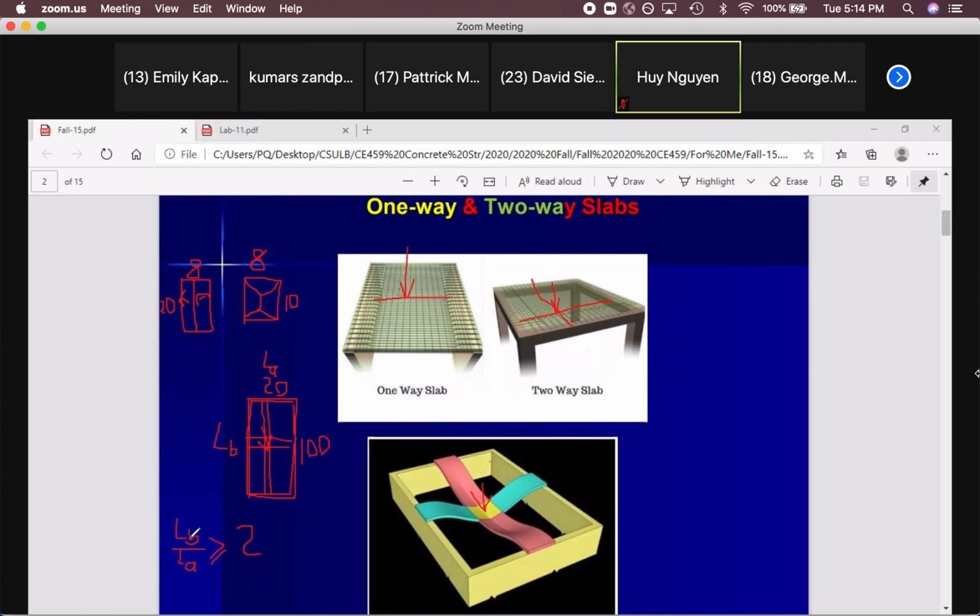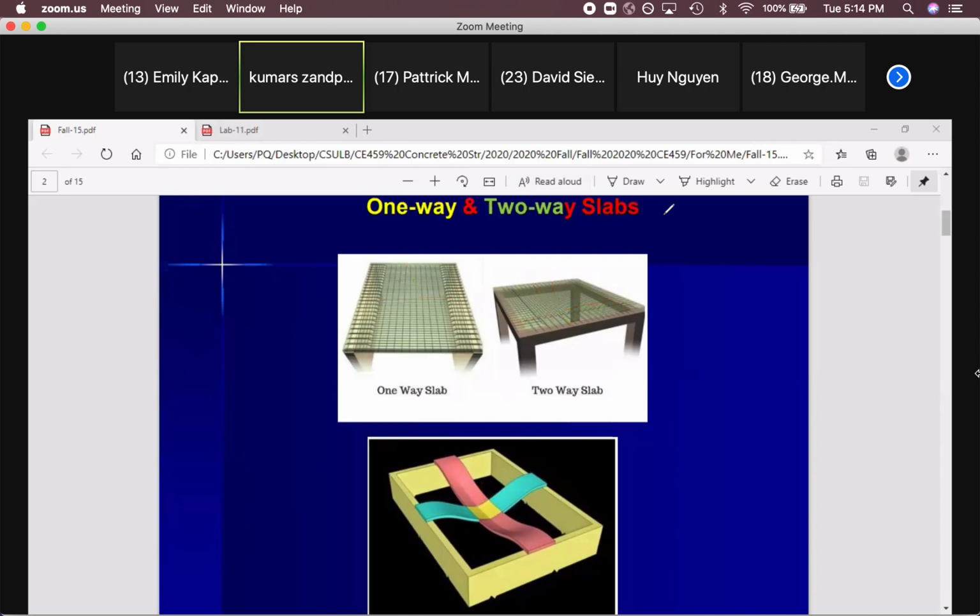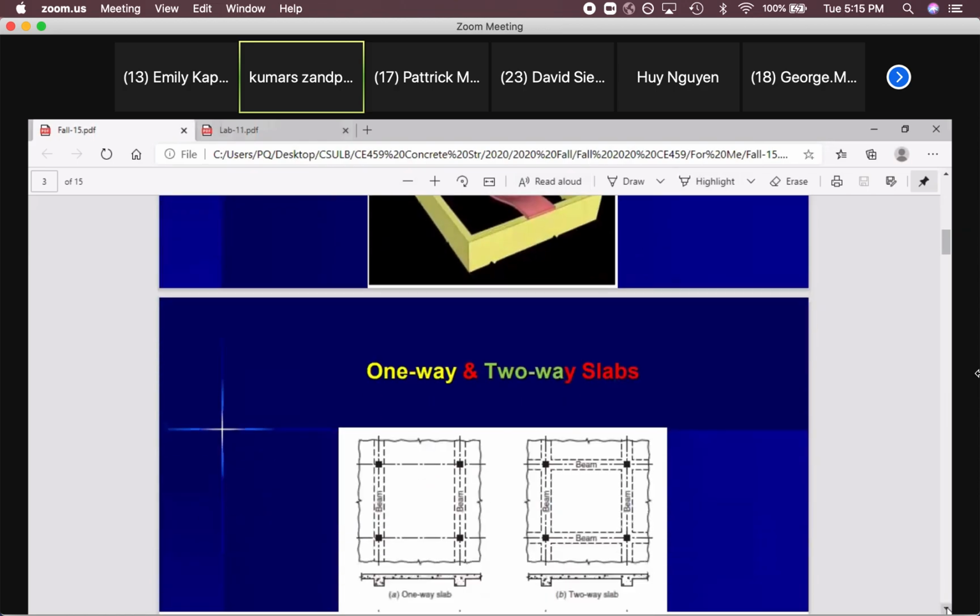If the limit of longer length span to the shorter span is greater than or equal to 2, you can consider that as a one-way slab. Even if you have 4 walls or you have 4 beams at 4 sides, still you can consider that one-way slab, because the percentage of the load that will be transferred to the long side is small. Short side will transfer the maximum load. So that's the difference between one-way slab and two-way slabs. Like always, if you have question, raise your hand or stop asking your question. I will stop and I will back to the slide that you have questions.